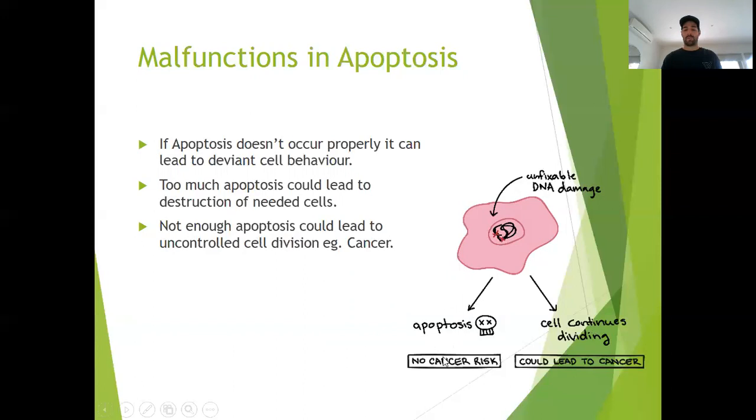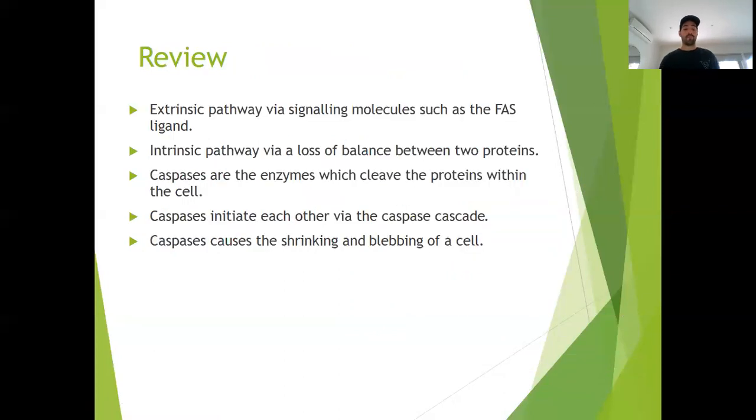Normally, we would cause apoptosis, and you wouldn't have the cancer occurring. So here's a cell with some damaged DNA. When we conduct apoptosis, there's no risk. However, if apoptosis didn't occur, we can see that cell will continue dividing, and we then have a much greater chance of developing cancer. So in review, we have two different pathways, the extrinsic and the intrinsic.